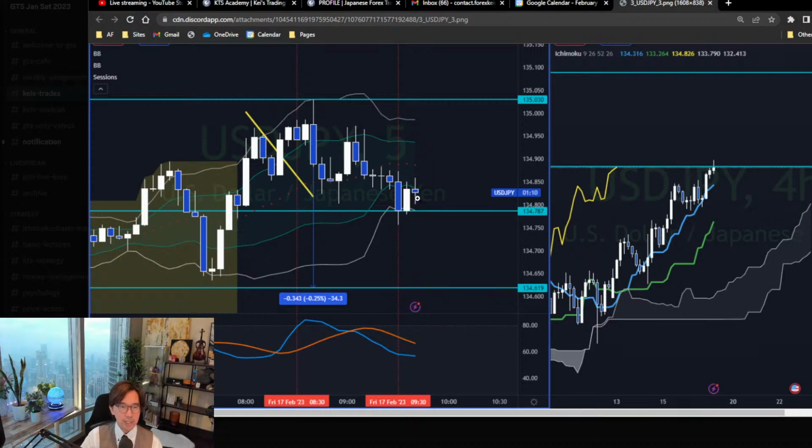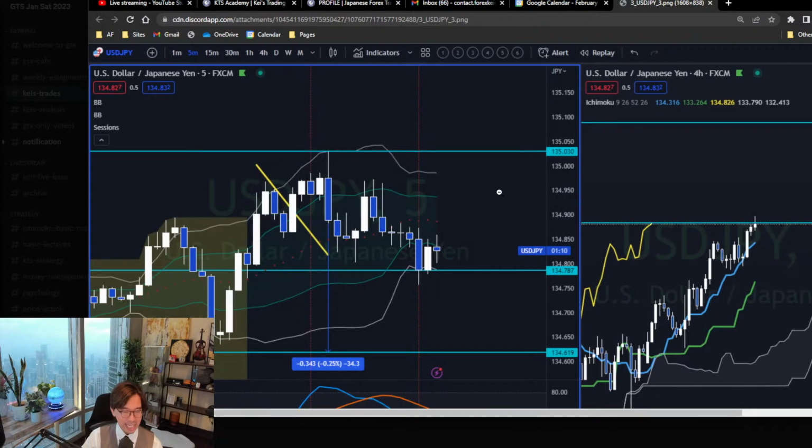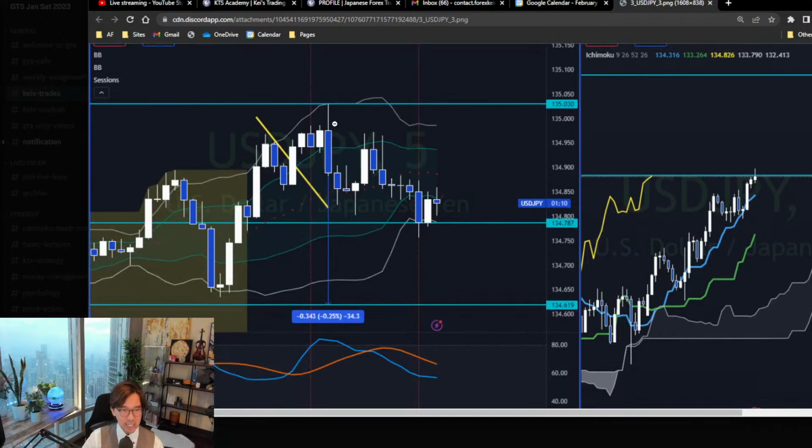Let me explain in more detail how I decided to exit at this timing. Again, I entered the trade here, exactly on this blue bearish bar. And then I exited here at 134.787.